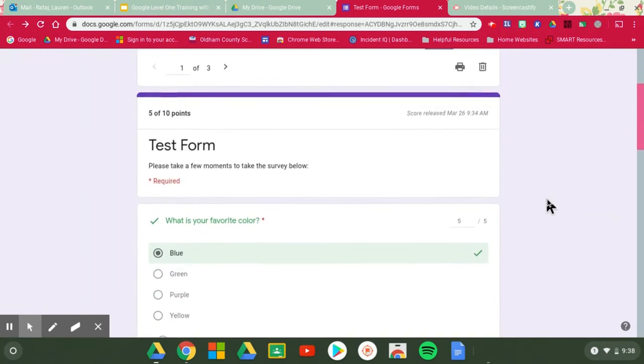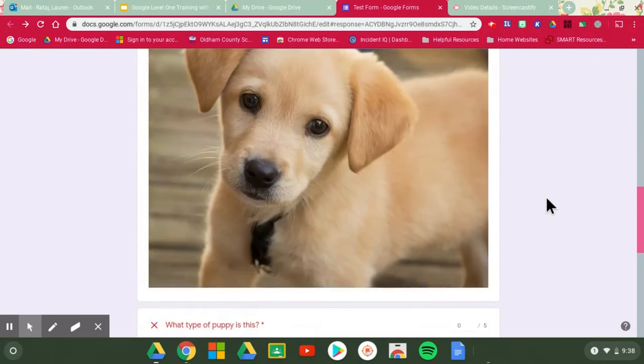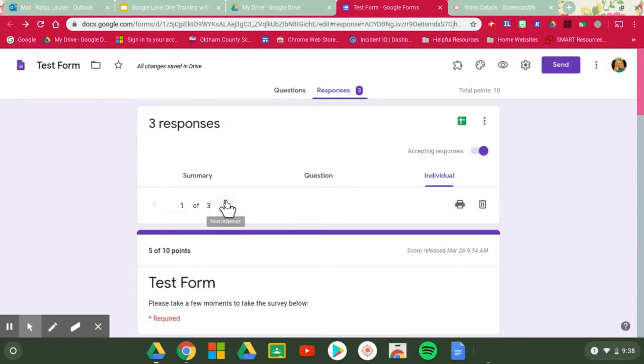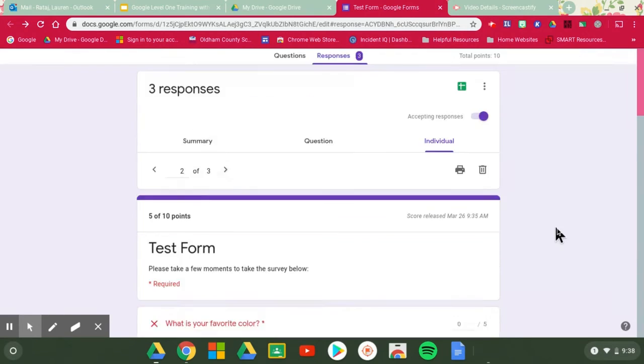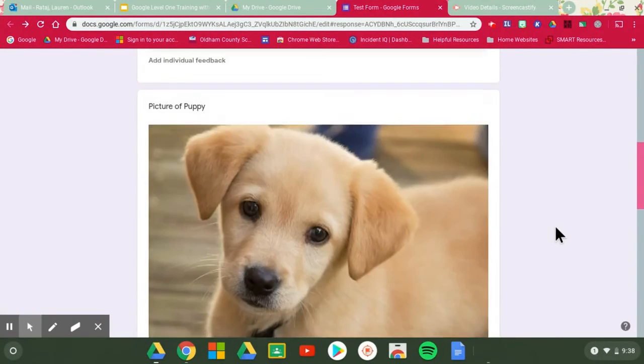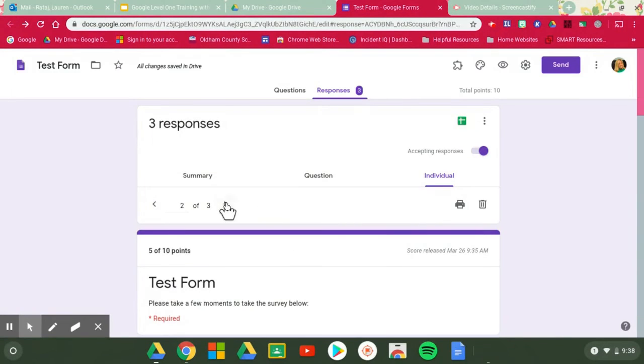Now I can see this person's exact answers to both questions. If I want to go to person two, I just click on the next arrow, and now I see person two's responses. That's helpful. And then so on, person three.